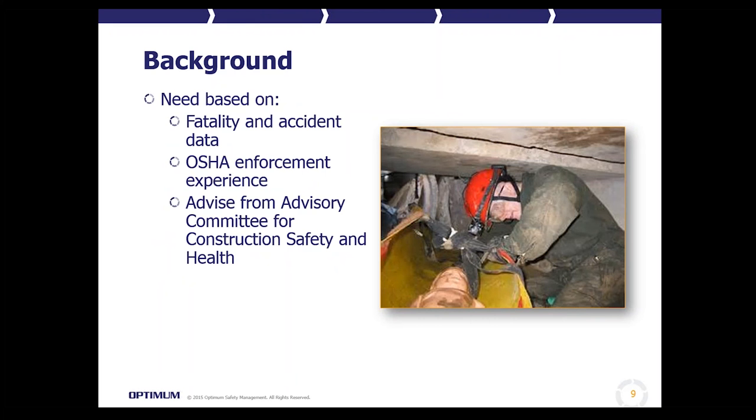So how did we base this need that we have to have this new standard? Well, one of the ways it was taken on was they were looking at different fatalities and accident data that was occurring on construction sites when employees were working on or around confined spaces. And then also looking at OSHA's enforcement experience. So when OSHA was on a job site, what were they seeing? What were the hazards that were out there? What were not properly being addressed? And then they were also taking advice from different committees for construction safety and health. So they're getting advice from those groups as well to determine just what do we need to have in play to make this new standard what it needs to be.